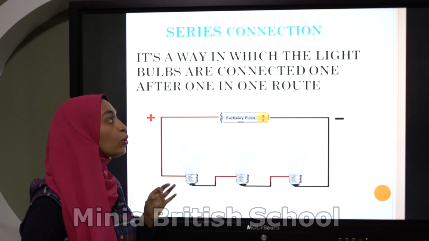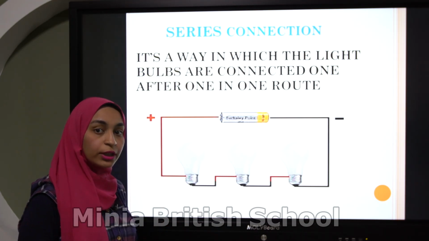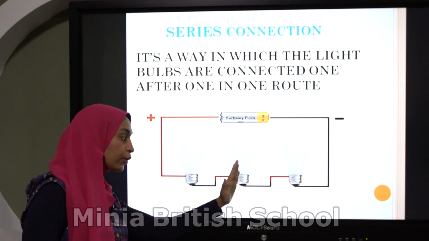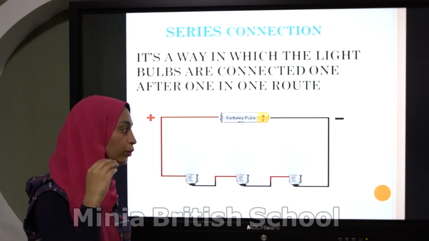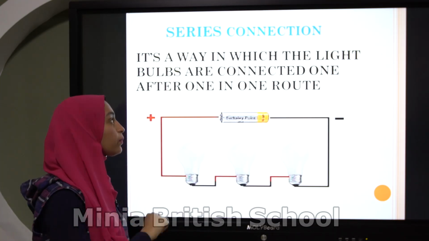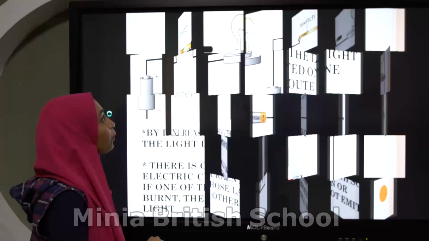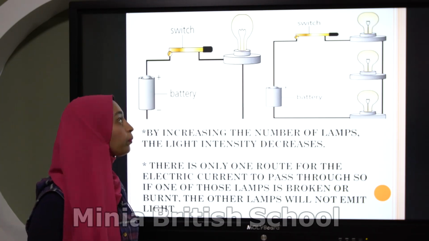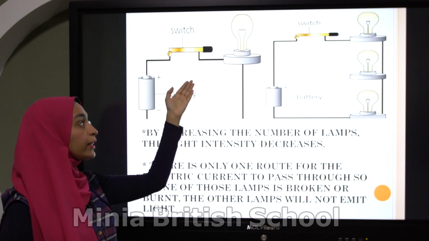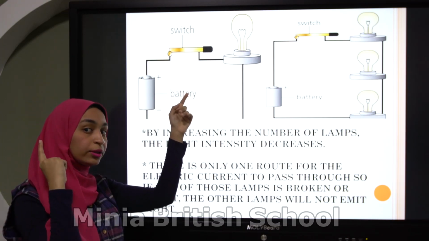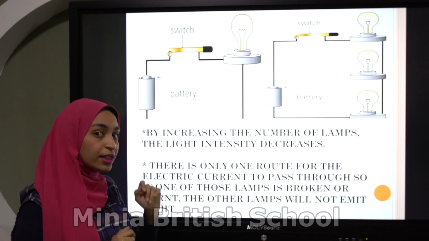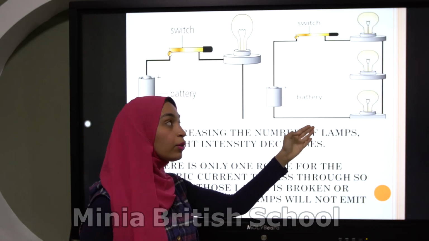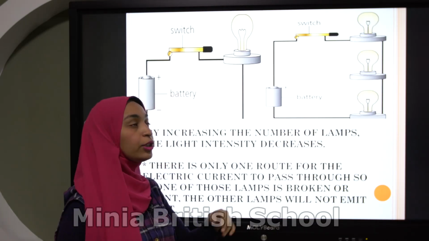So if I ask you what is the meaning of series connection, it's a way of connection in which the light bulbs are connected one after one in branching routes? No, in only one route. Here we have two figures. In figure A, in the electric circuit, we put only one lamp. In the other figure we put three lamps, connected in series connection.